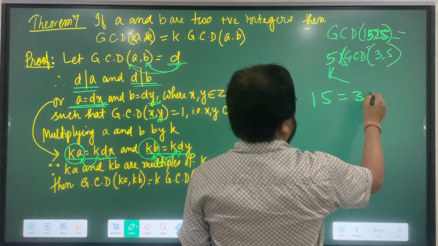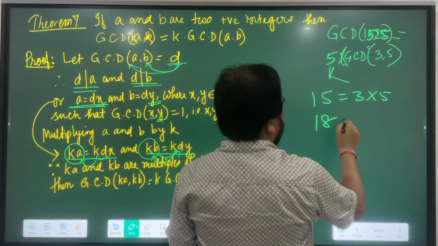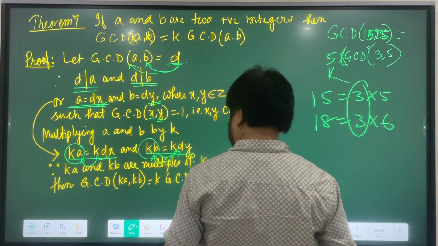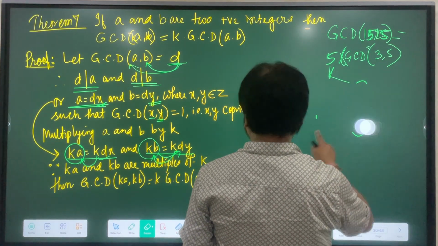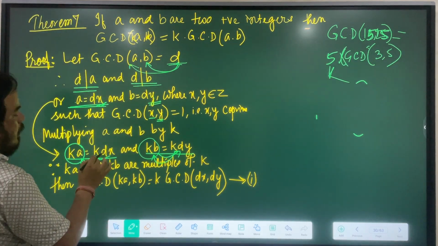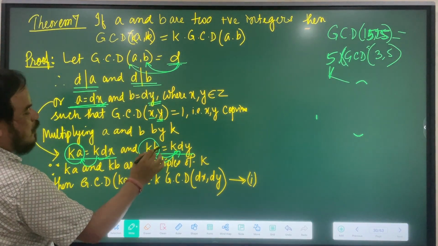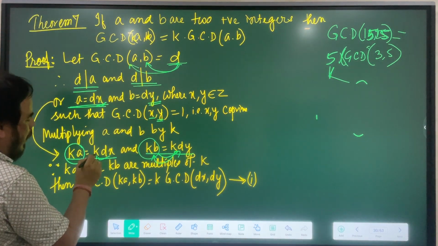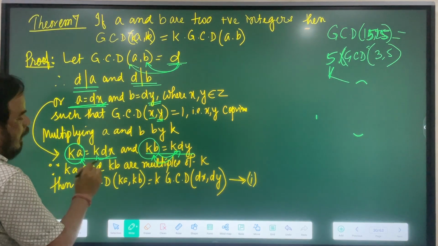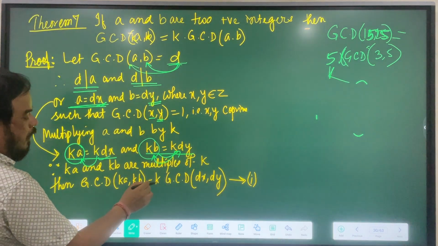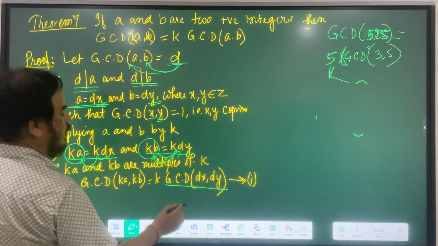15 equals 3 into 5. 18 equals 3 into 6. So this is K. KA equals K into something. KB equals K into something. So whatever we get here is K into something. So by K it will be divisible. So KA and KB are multiples of K. Then GCD of KA, KB equals GCD of Kdx, Kdy.